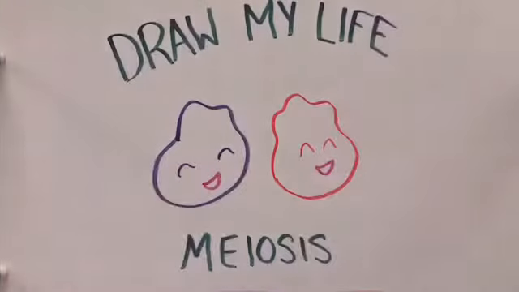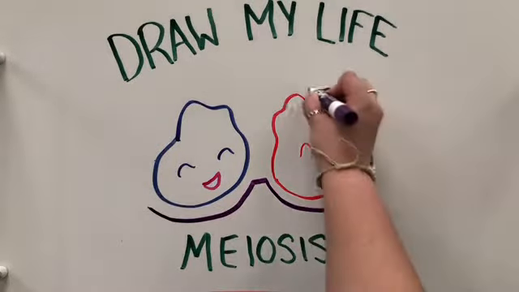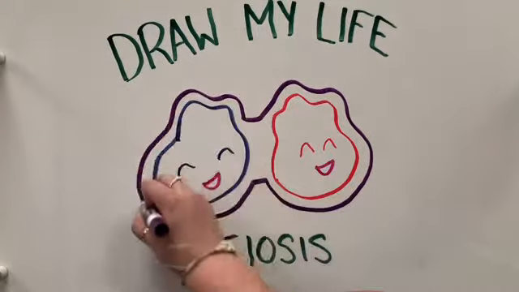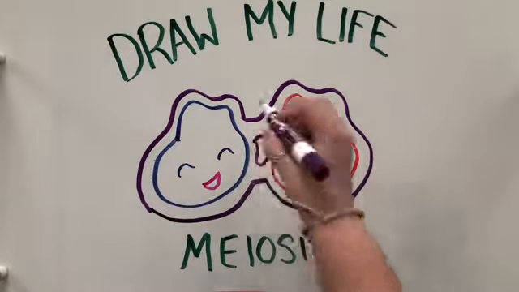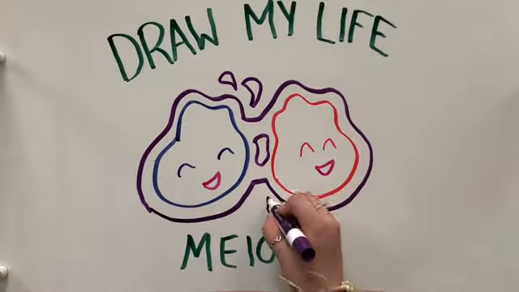Today I'll be doing a draw my life on how I went from a diploid cell to a haploid cell. I'm talking about the process called meiosis. This process produces gametes, or sex cells, with half the number of chromosomes as a parent cell.